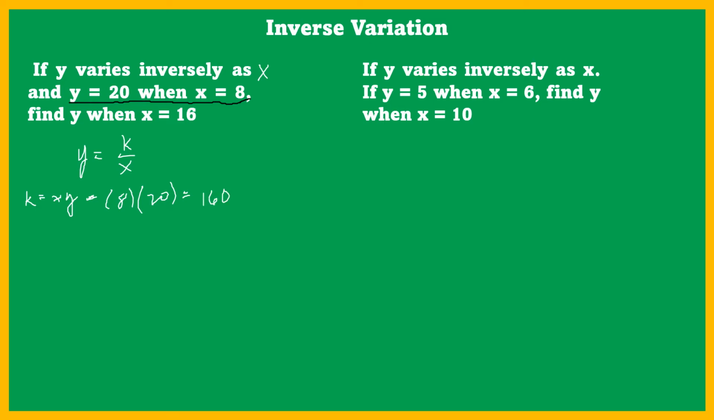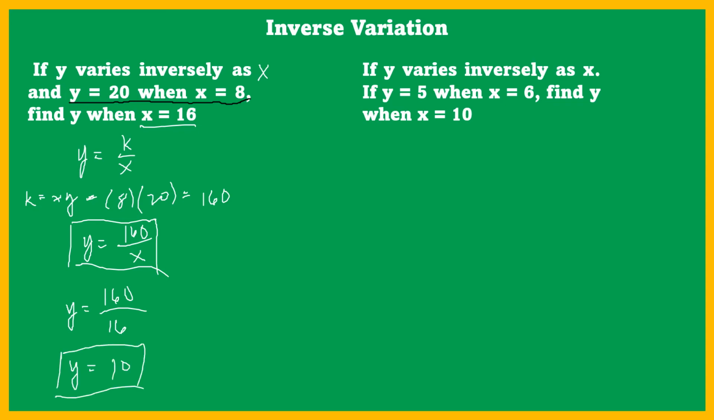Now, plugging it into our equation, we have y is equal to 160 over x, and this is our constant of variation, or the equation of variation rather. Now, solving for y when x is 16 is by substitution: y is equal to 160 all over the value of x, which is 16, and in this case, y is equal to 10. Now, this is the answer to the given problem.